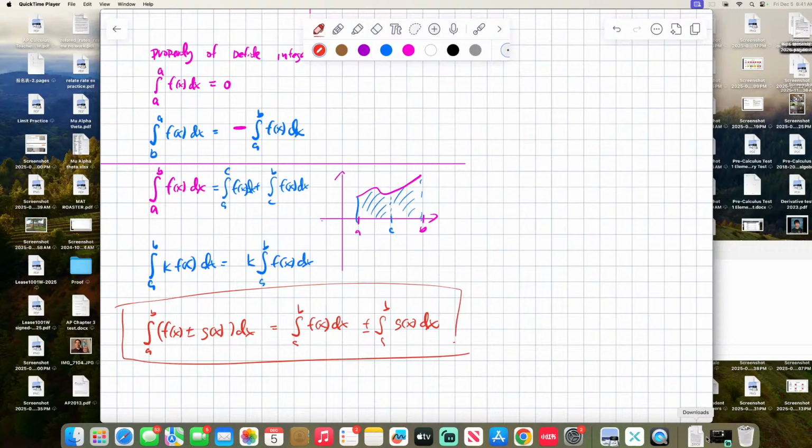Is this okay? 1, 2, 3, 4. The fourth is you can take a constant outside the integral. And the fifth one is sum and difference.